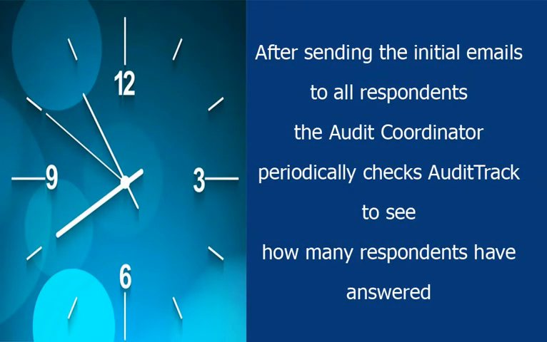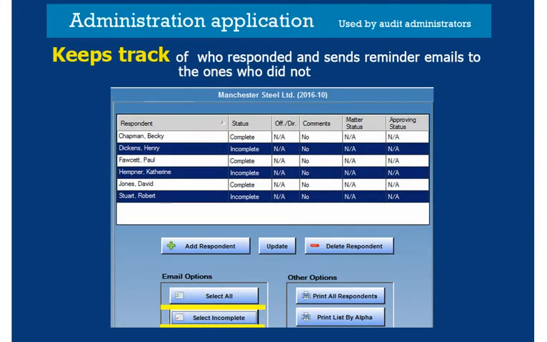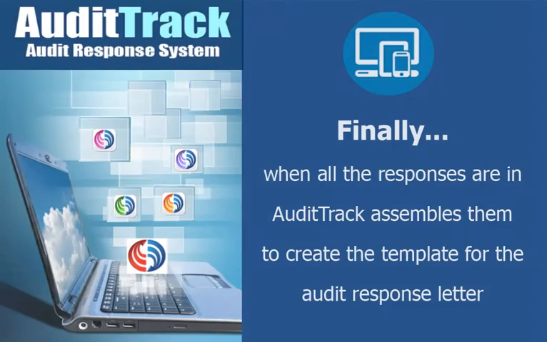After sending the initial emails to all respondents, the audit coordinator periodically checks AuditTrack to see how many respondents have answered. AuditTrack keeps track of who responded, and with just one click, the audit coordinator can send reminder emails to all those who have not yet responded.